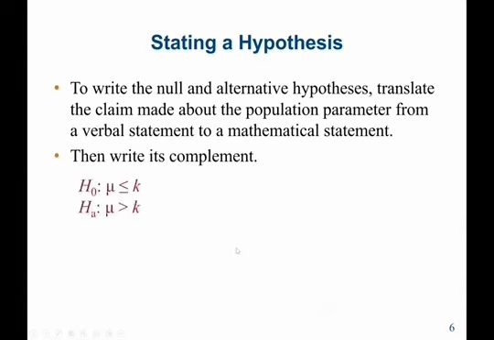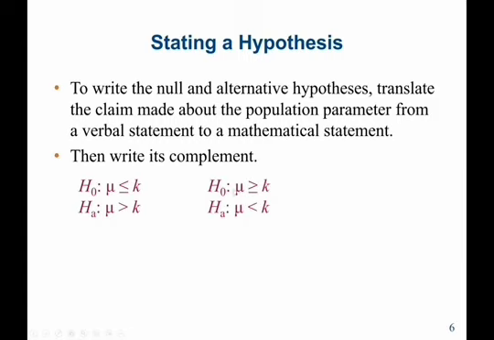Now, we need to complement it. So, for example, here we say that if H0 is the mean is less than or equal to K, then HA, the mean, will be greater than K. Here we are using mu, which is the population mean. So if we have a statement saying that the population mean is less than or equal to K for the null hypothesis, then the alternative hypothesis will be mu, the population mean, is greater than K. So when one is true, the other will be false.